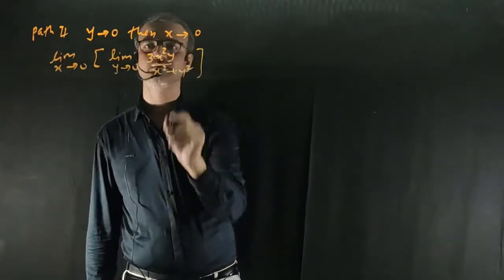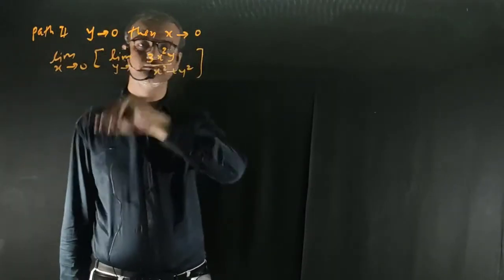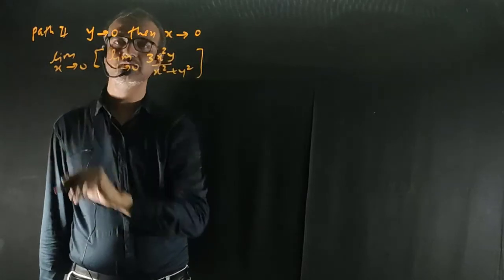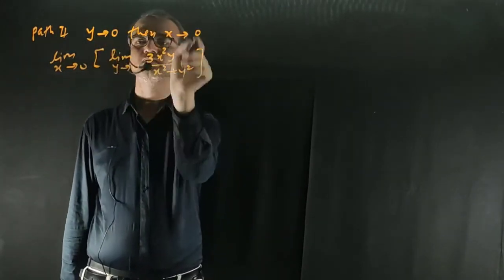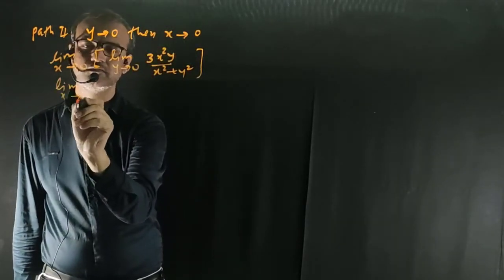Now first of all, we will find out the limit of this function as y tends to 0, and then after simplification we will find out the limit of that particular function as x tends to 0. So this is path 2, as y tends to 0, then x tends to 0.